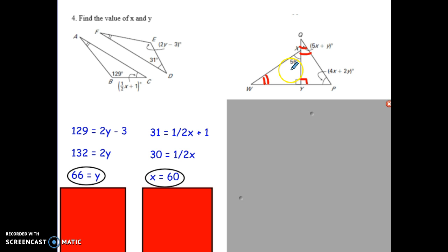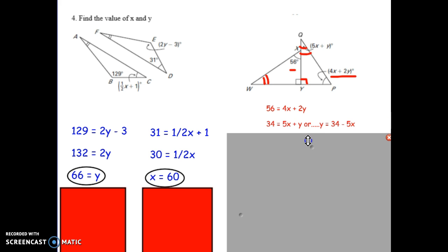Okay, so I've got 56 here and 4x plus 2y. I've got 5x plus y and the other side, which I don't know that other side. So I've got to figure it out that it's 34. Now I've got two problems. I can do your beloved systems of equations.